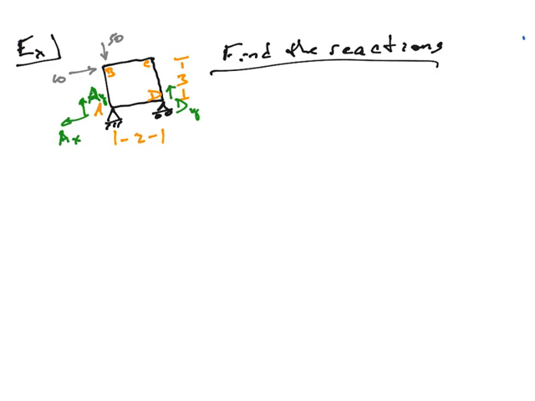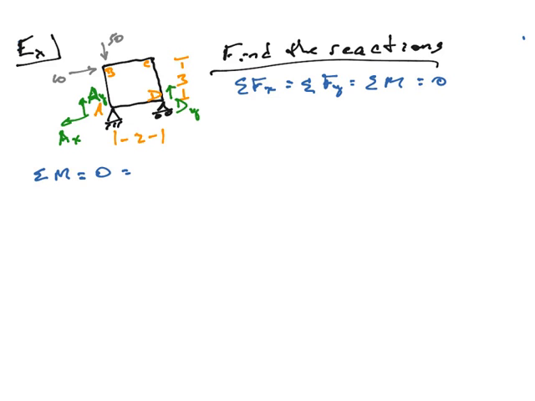What do I have? Sum of the forces in X, sum of the forces in Y, and sum of the moments, all equal to 0. Those are my 3 equations. So, first one, as I said, let's start with the moments. Sum of the moments is equal to 0.